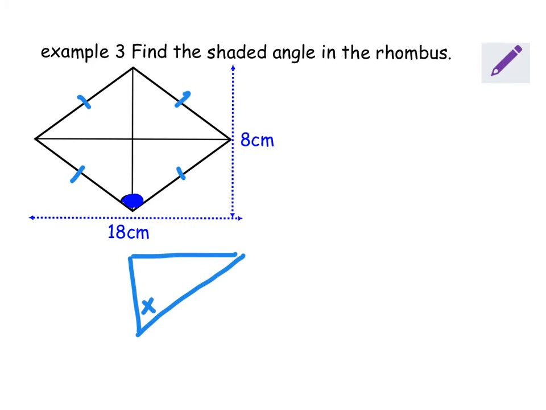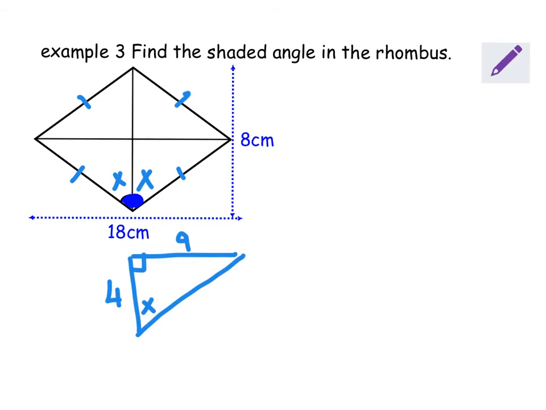Now that angle is just half of that one, so what I'm going to do is find angle X and just double it, because these diagonals here in the rhombus act as lines of symmetry. So this is one where I have to prepare the triangle. I'm not going to use 8 and 18 because 18 is a full diagonal, so half of that would give me 9 going from left to right, and then half of the 8 up and down would give me 4.